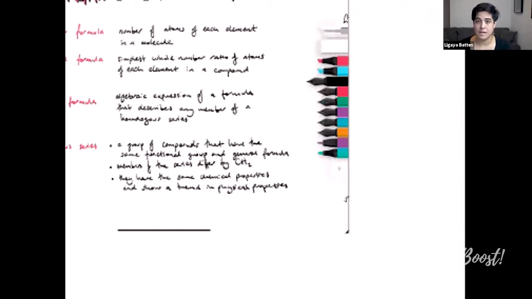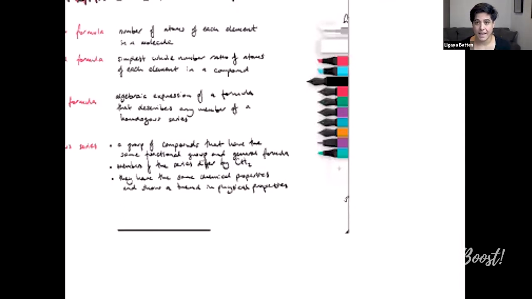The general formula is something that's commonly used in organic chemistry. And this is an algebraic expression of a formula that describes any member of a homologous series. And this term homologous series is an important one to understand because it's really the key to understanding organic chemistry. A homologous series is a group of compounds or a series of compounds that have the same functional group and the same general formula.